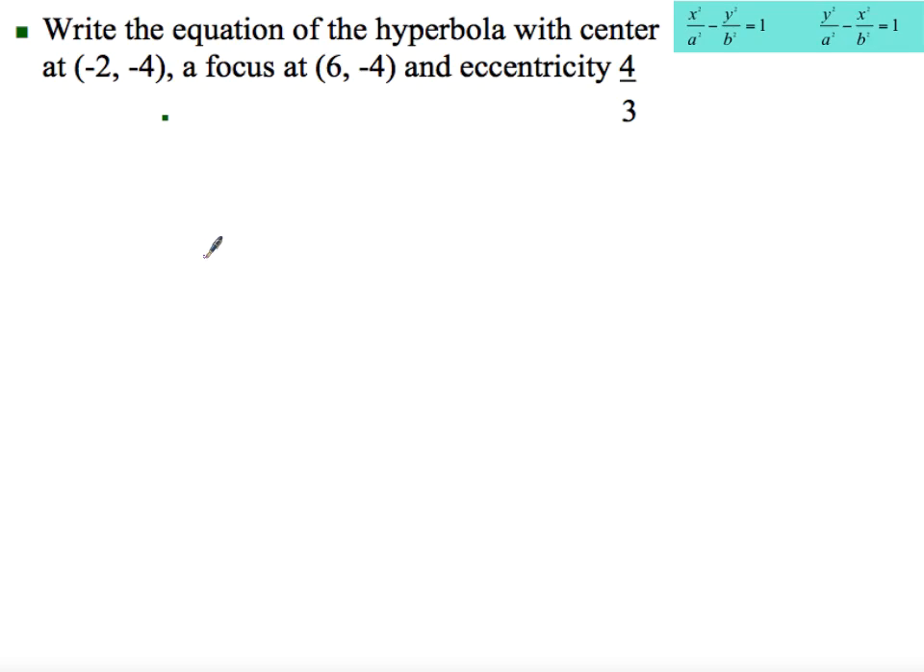As we've done in the other questions, we're going to want to at least plot out a few points to sketch a picture. So I'm going to draw a quick little XY axis. We're going to plot our center at -2, -4. And again, C for center, not C as in the C value to the focus. The focus point is at 6, -4. So to the right 6 and down 4. I'm going to put F for my focus point. That's at 6, -4. An eccentricity of 4/3.